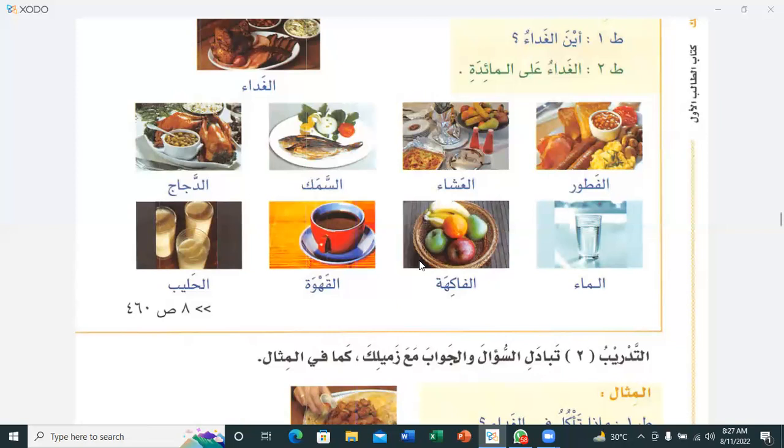And for "your" in this sentence, we use ladaika. Ladaika in the sense of "your." What is your? Okay. So the complete sentence is this: Ma hiyal fakihatul mufaddilatu ladaika. What's your favorite fruit?